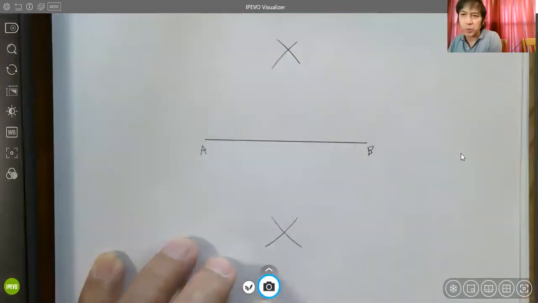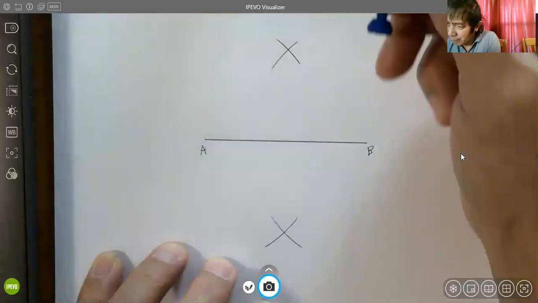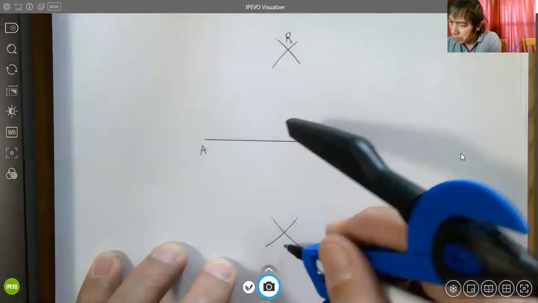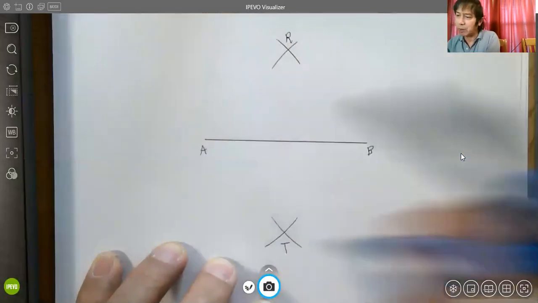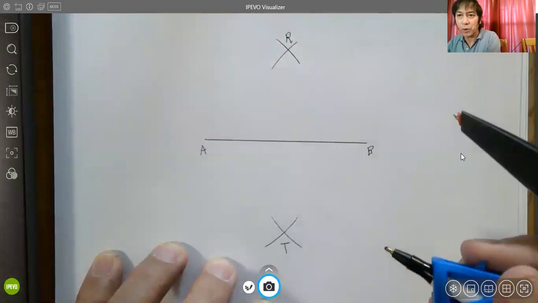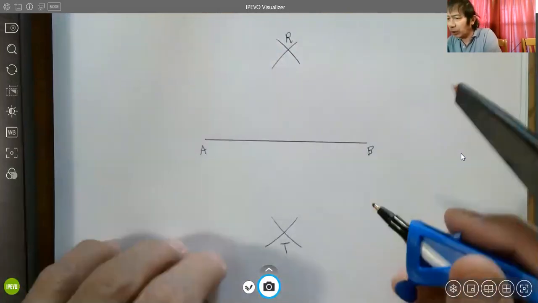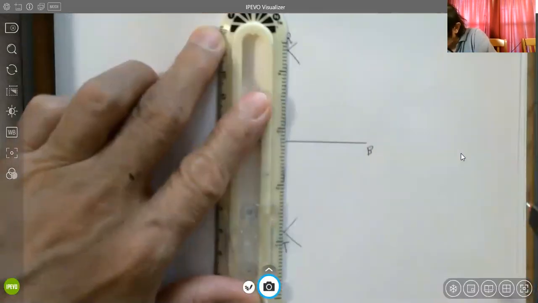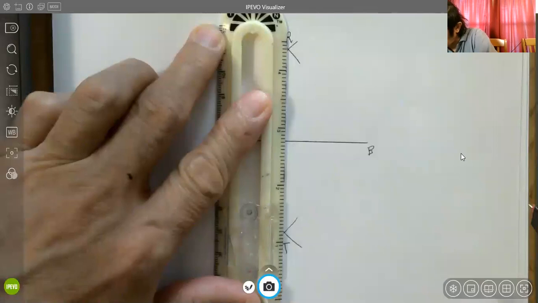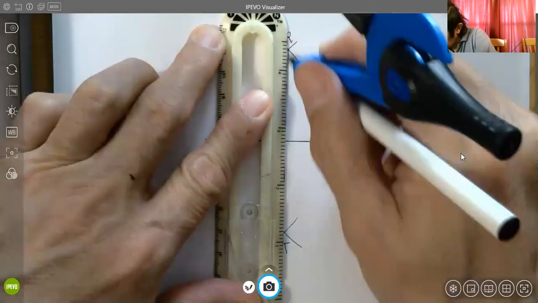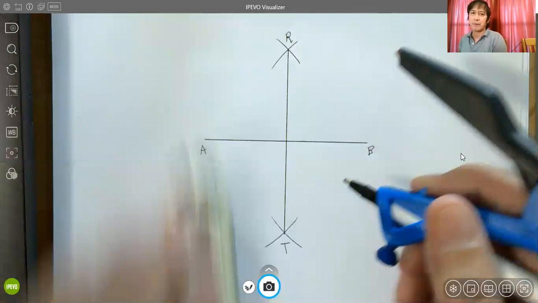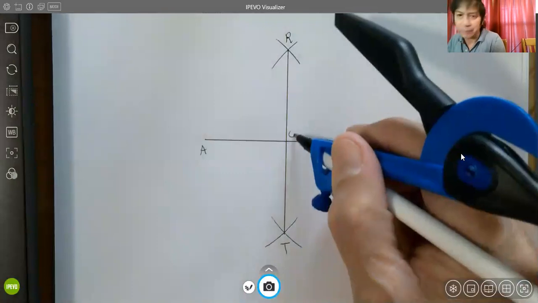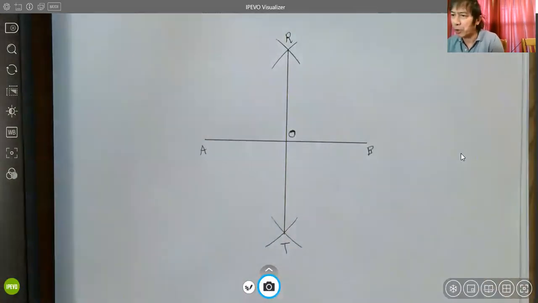Now let's call these two points R and T. Connecting points R and T will draw your perpendicular bisector. It will divide your given segment into two equal parts. Now this point we will call O. And this is our midpoint O.